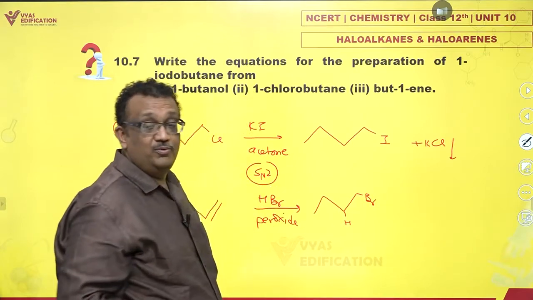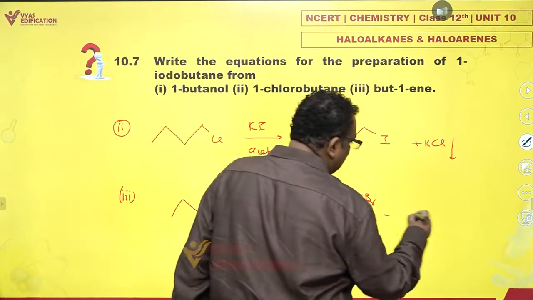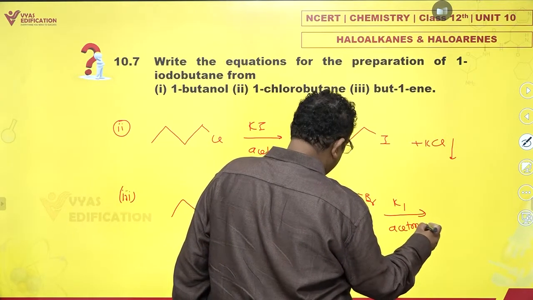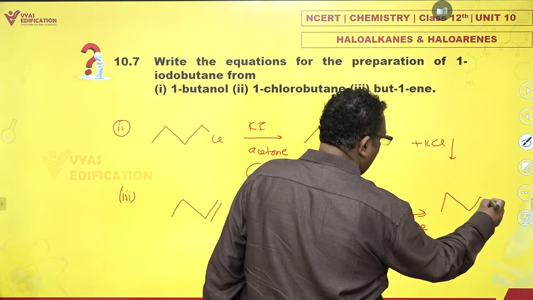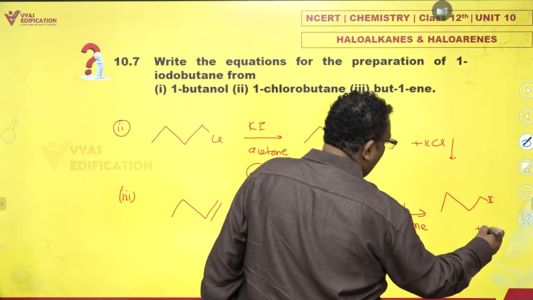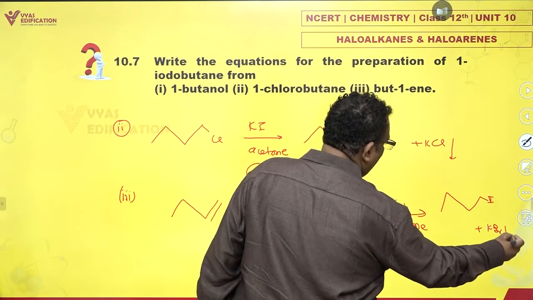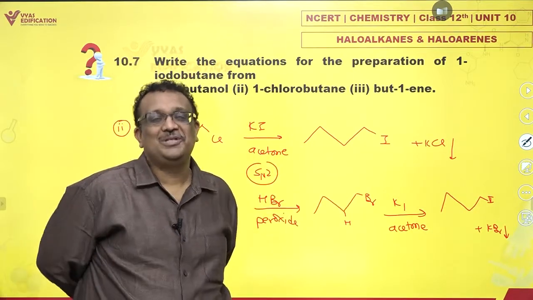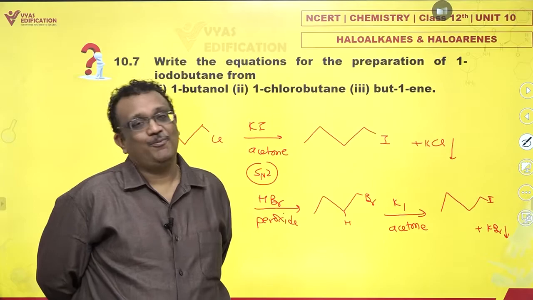1-bromobutane. And now you use Finkelstein's reaction: KI in acetone in the second step. Br changes to I and you get a nice happy precipitate of KBr. Done. Two steps like this. This would be an appropriate conversion.